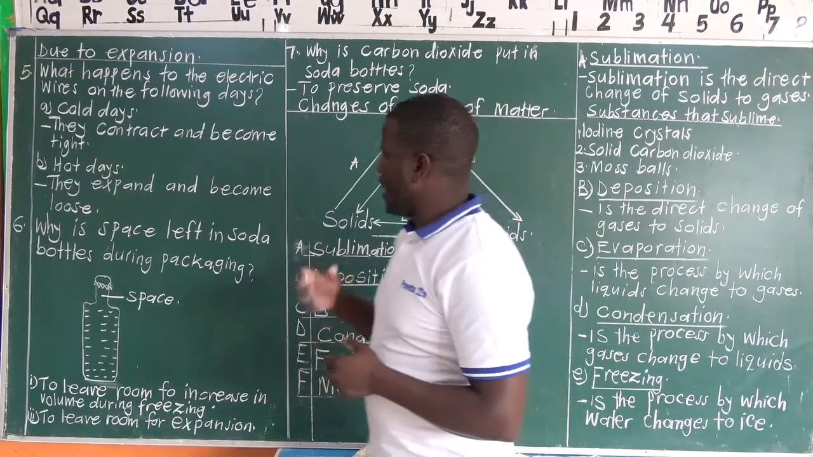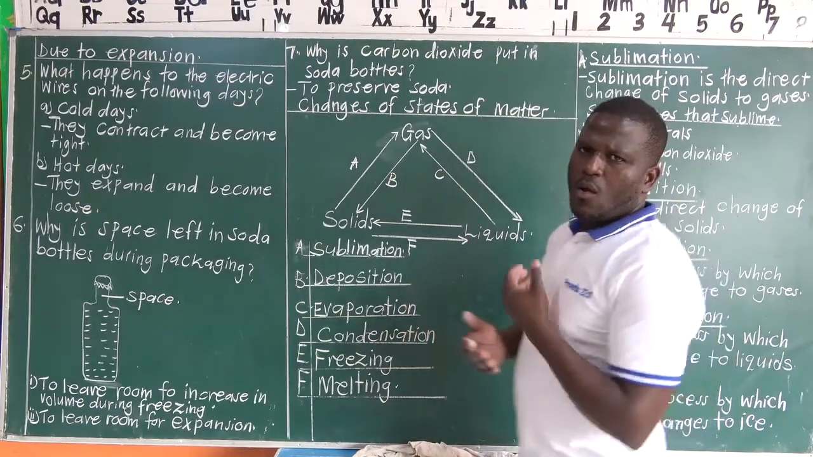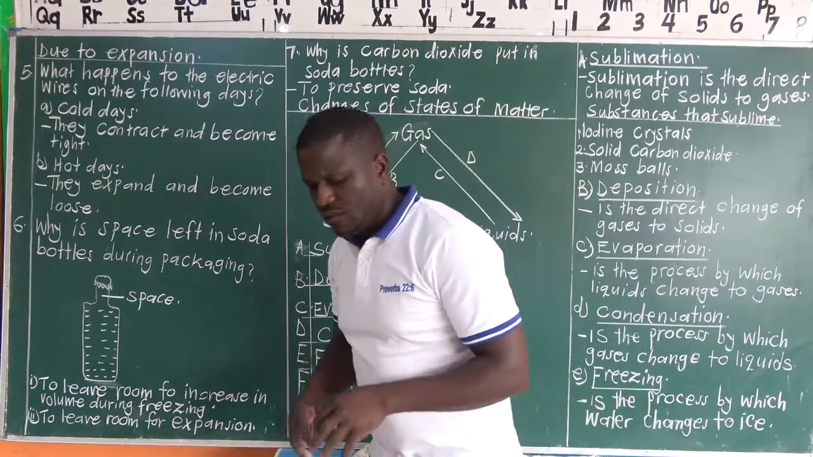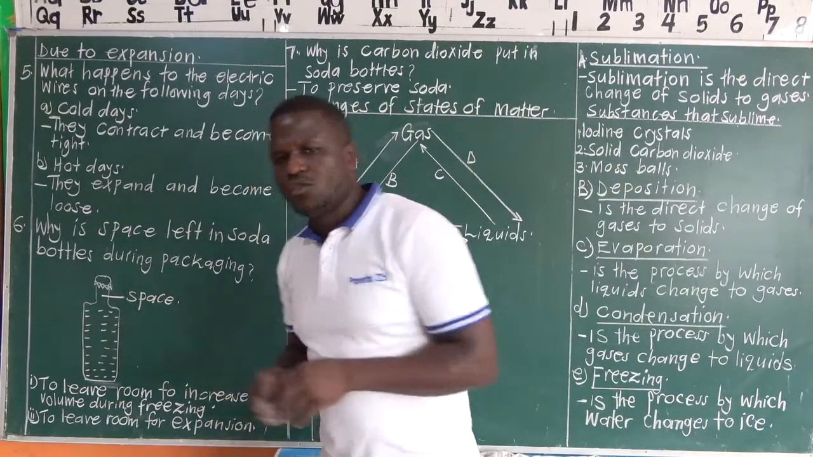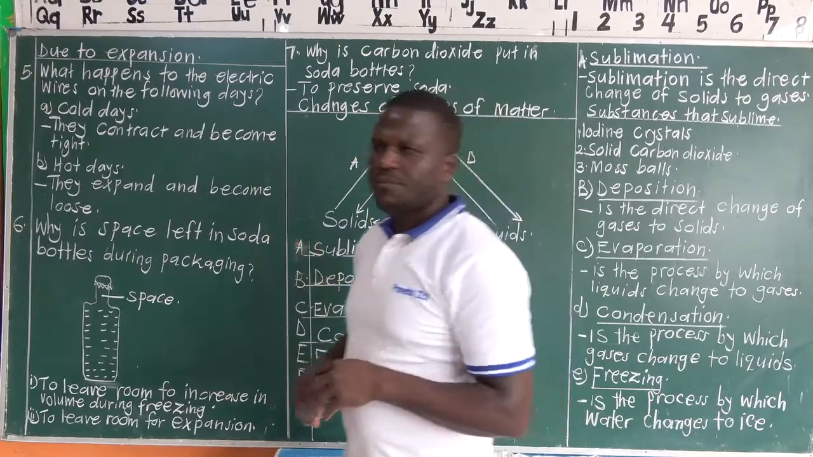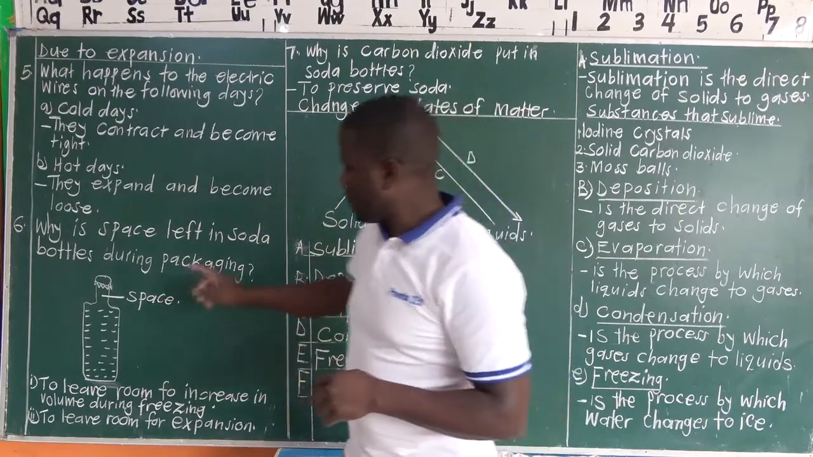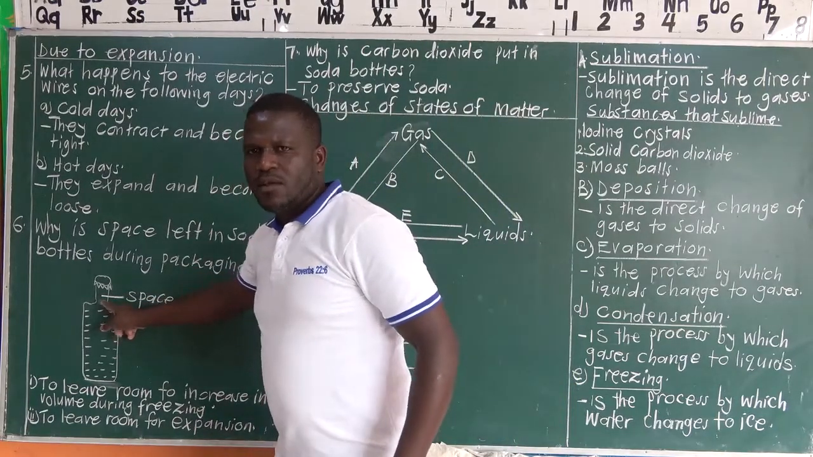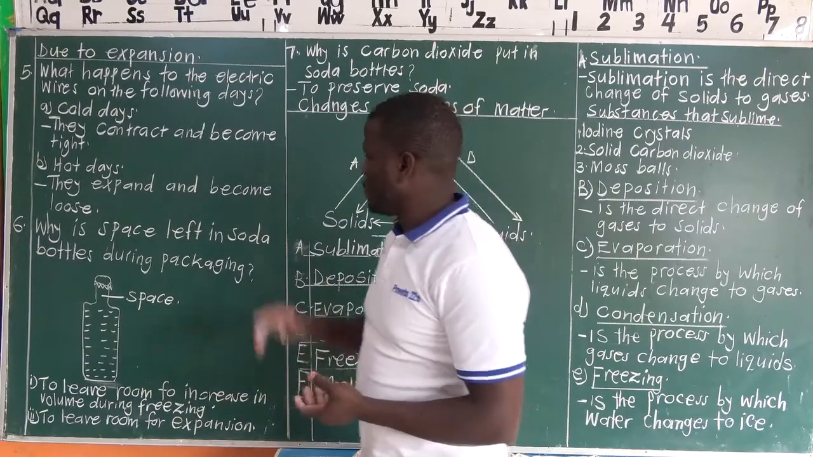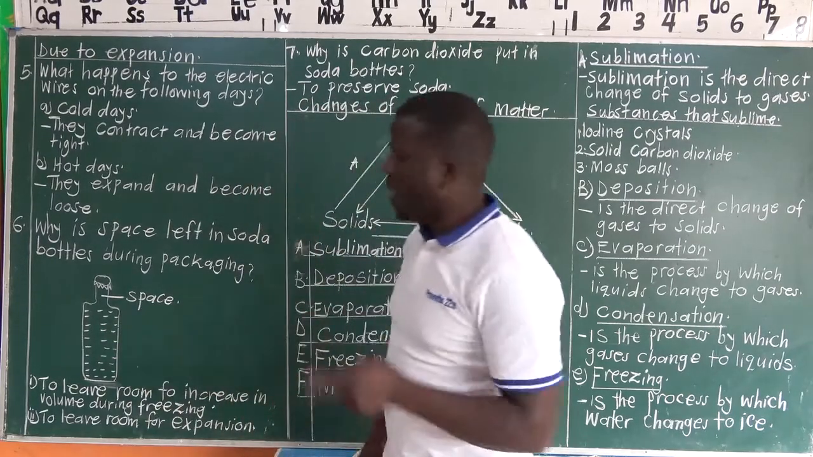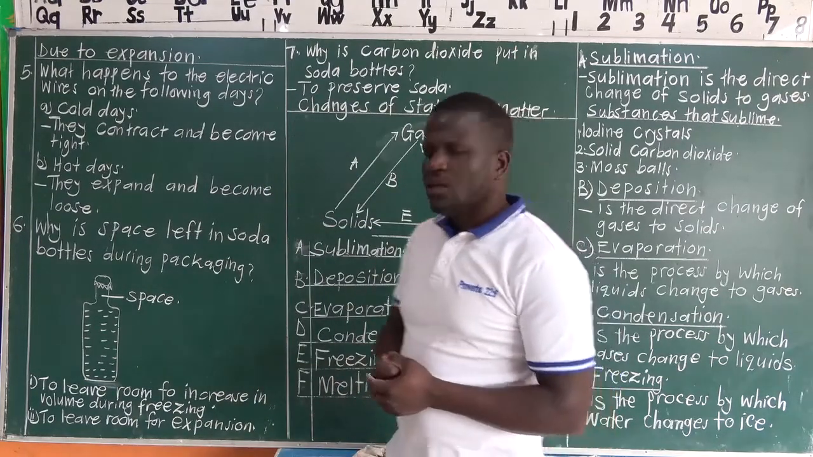Next, you look at why space is left in soda bottles during packaging. When soda is being packaged, or when they are packing soda in bottles, space is left. They don't fill soda up to the brim. They leave some space, the way you can see on this diagram. Reason? There are 2 reasons why that space is left. One is to leave room for expansion.